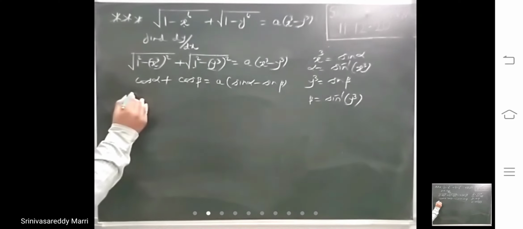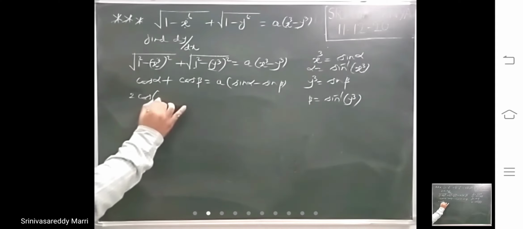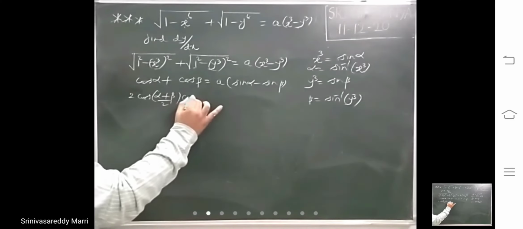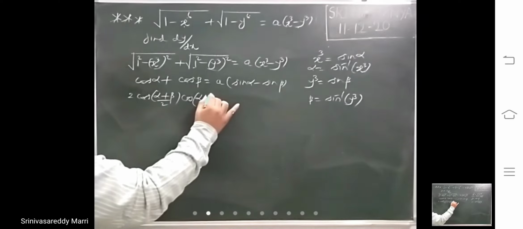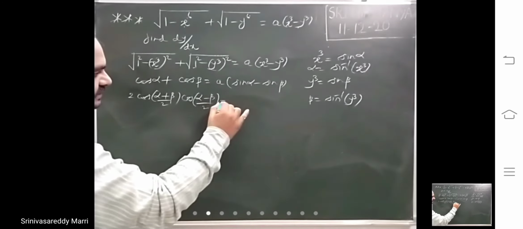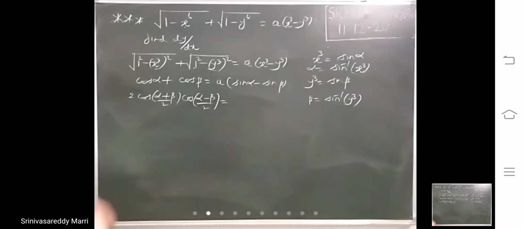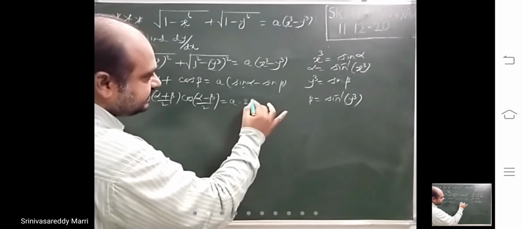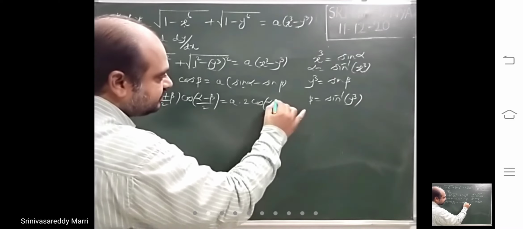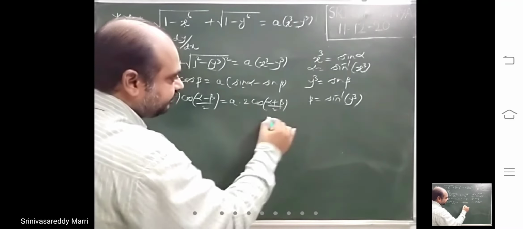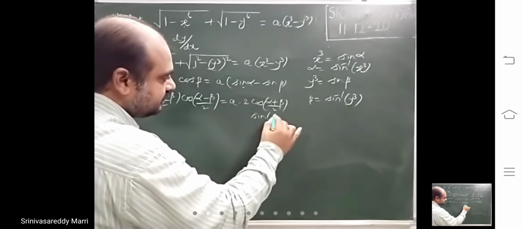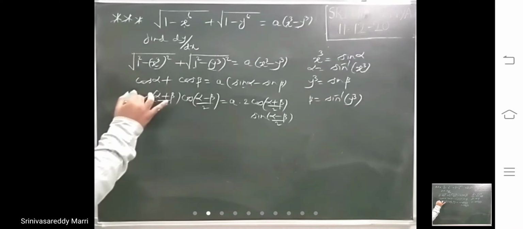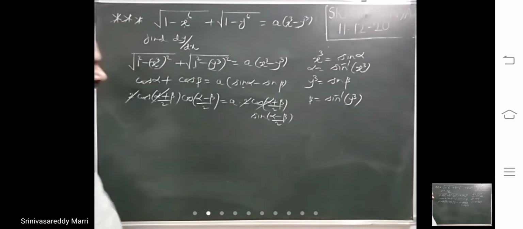Now write the transformation for this: cos c plus cos d is 2 cos (alpha plus beta)/2 cos (alpha minus beta)/2. I have written here also a times sin c minus sin d, which is nothing but 2 cos (alpha plus beta)/2 sin (alpha minus beta)/2. Now this 2 cos cancels.